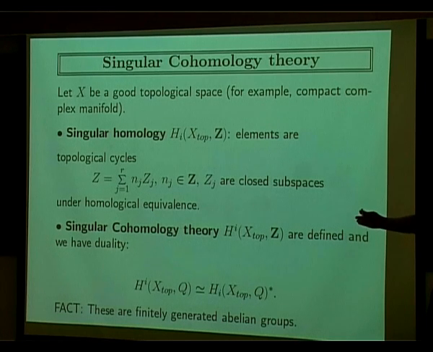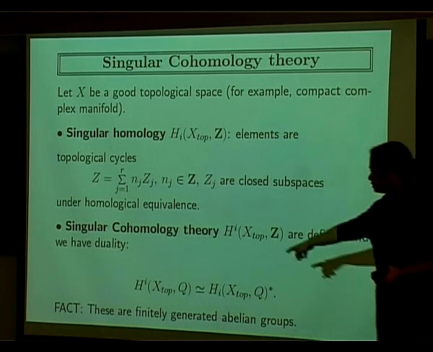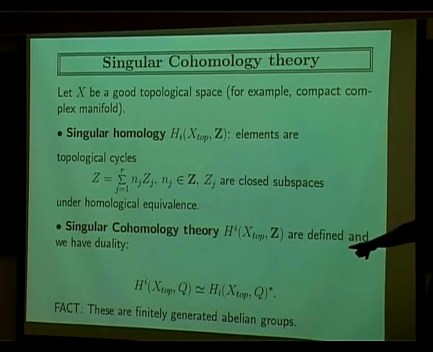that means the dual objects. So at least with Q, the field of rational numbers, you can define a dual theory by taking duals here. The basic fact is that, at least for good topological spaces like this, these groups, for example H lower 1, H upper 1 and so on, which go up to the dimension of your manifold, are all going to be finitely generated abelian groups.